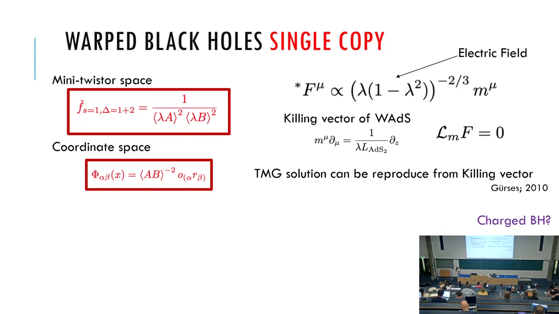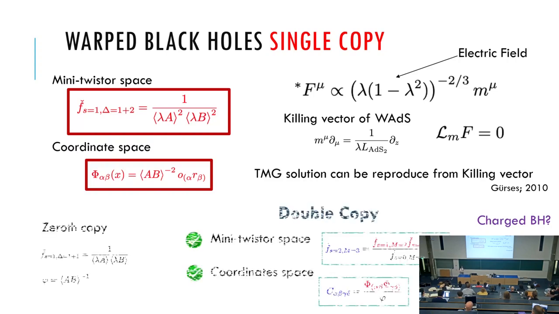So one thing you can do is start from your gauge theory solution, say the dual of the field strength is going to give me my Killing vector, and then you can reproduce your gravitational solution. So we checked, and indeed, this gives rise to that double copy in mini-twistor space and in coordinate space. So we now have a new version of a double copy in AdS3.